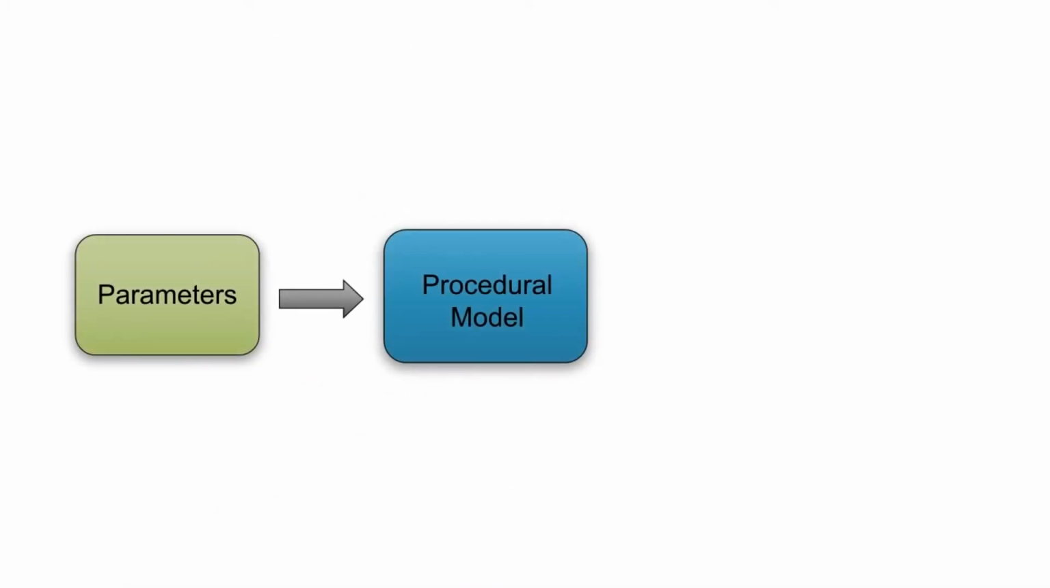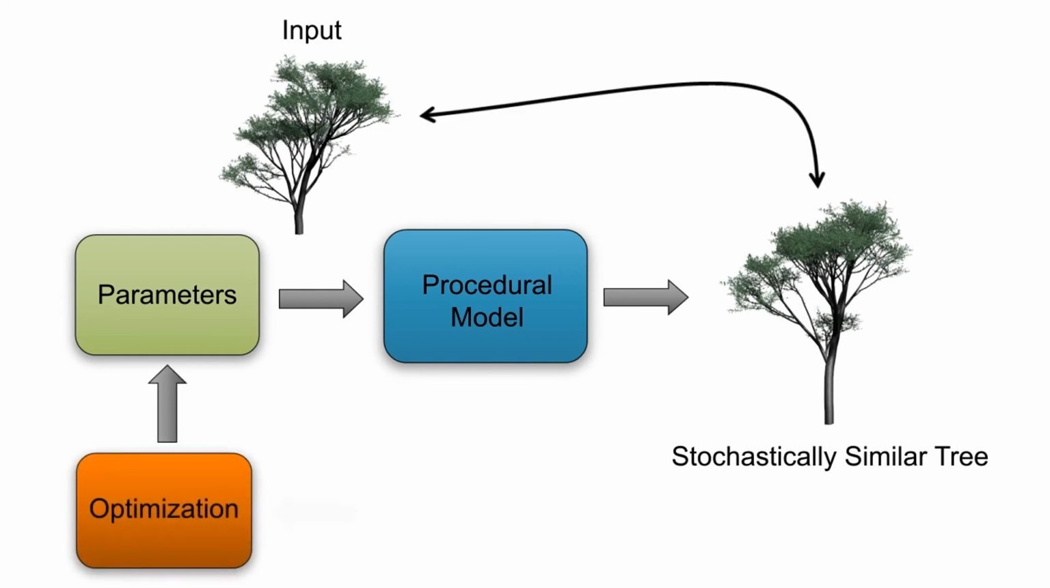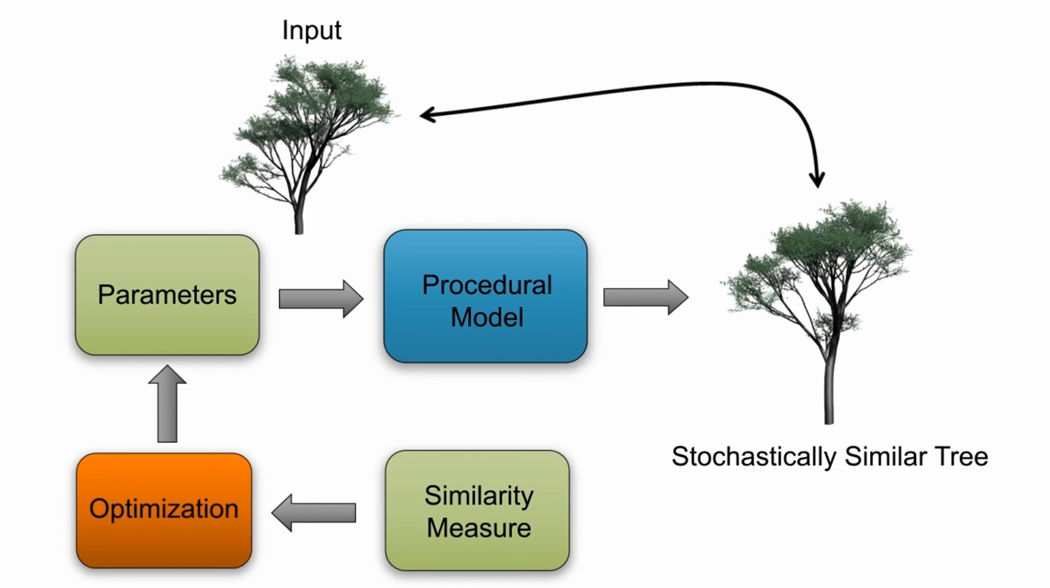However, it is extremely difficult to manually select parameter values that would produce trees similar to the input. The aim of our approach is to automatically find a set of parameters that would generate stochastically similar output trees for a given input. We achieve this goal through optimization, traversing the parameter space and maximizing a similarity measure between the input tree and the trees generated by the developmental model.